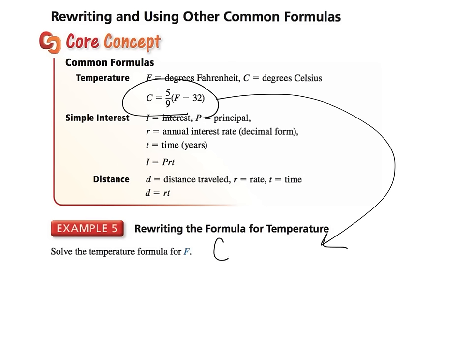All right. If you did it correctly, this is what you should get. The first thing we do is multiply by the reciprocal of 5/9, which is 9/5. That gives me 9/5 C equals Fahrenheit minus 32. So I add 32 to both sides.